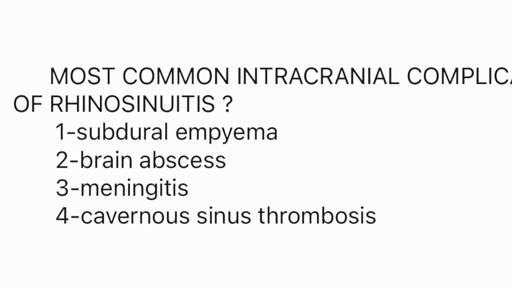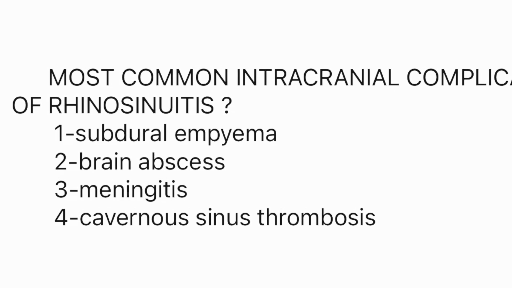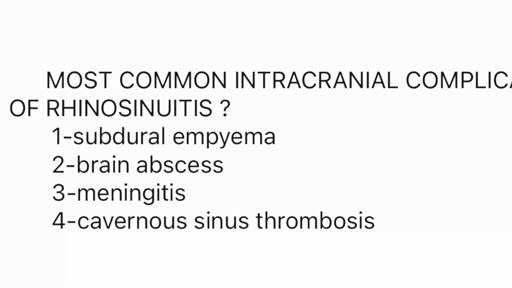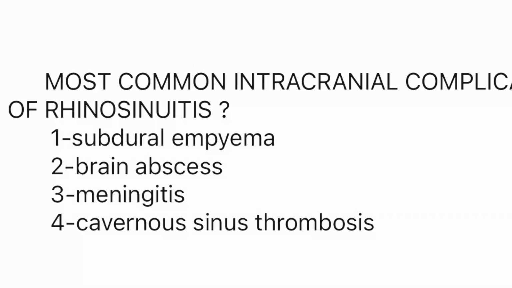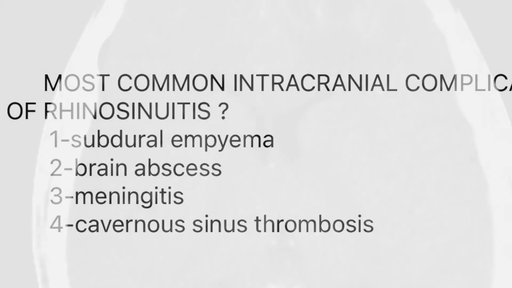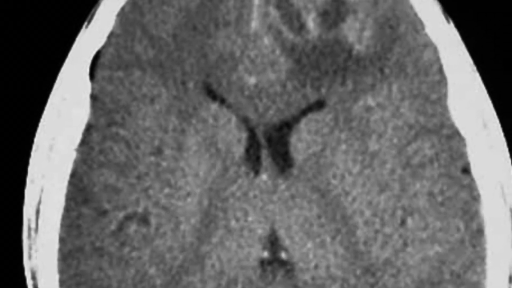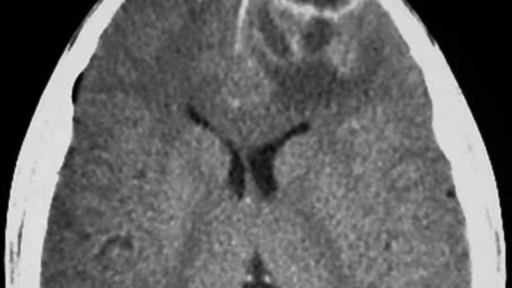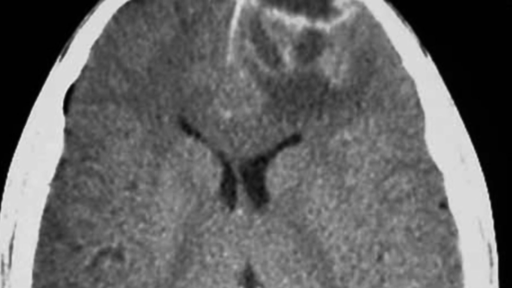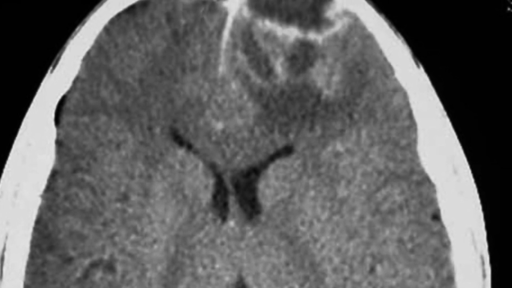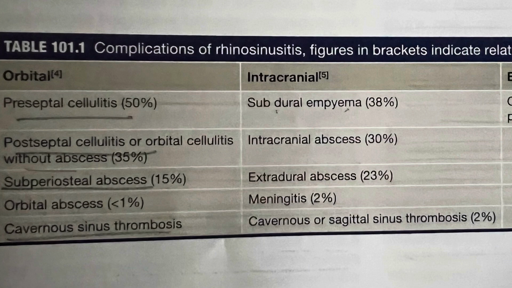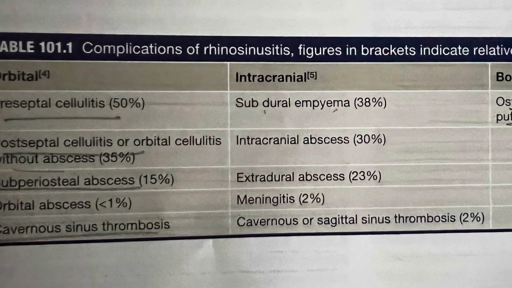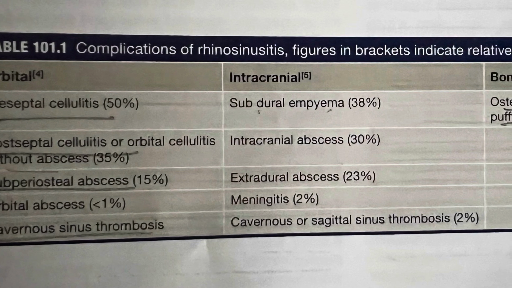The second most common intracranial complication is the brain abscess, and brain abscess most commonly occurs in the frontal lobe in rhinosinusitis cases. So the most common complication of rhinosinusitis is the subdural empyema, and the second most common complication is the brain abscess, and brain abscess is most commonly in the frontal lobe. So frontal lobe brain abscess is the most common brain abscess in rhinosinusitis cases.